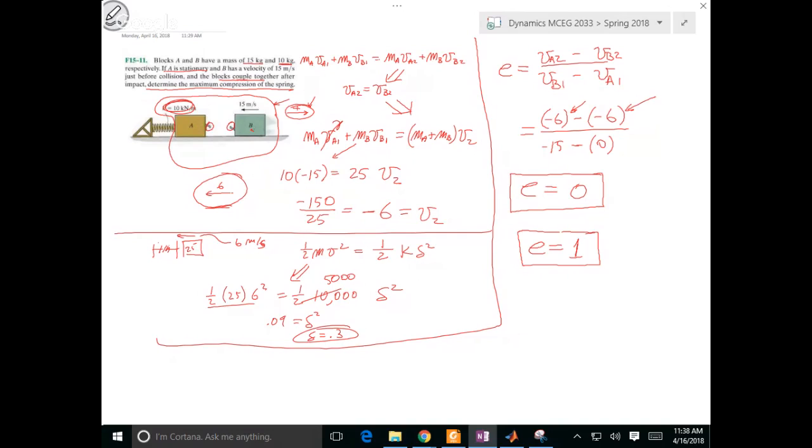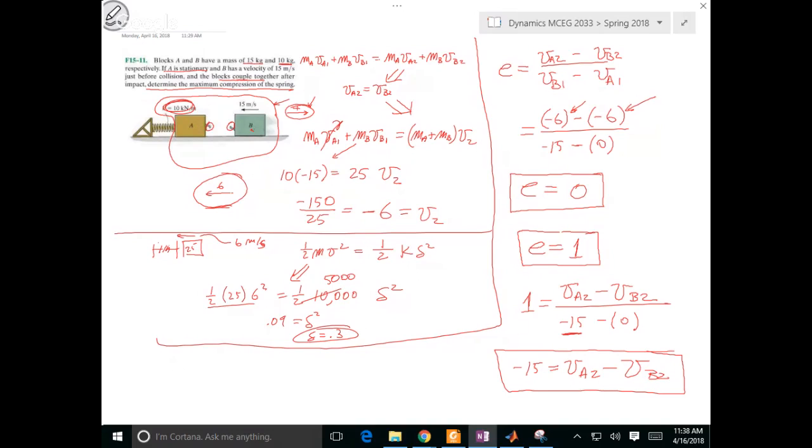So what you do is you say VA2, or final, minus VB2, or final. The initial is the same thing, minus 15 minus 0. So I can move this one over to here and get minus 15 equals VA2 minus VB2. And because I had the coefficient of restitution number given to me, I have a relationship between these two. Previously, I made this assumption because he told me to make that assumption, but legally, I can't in general.